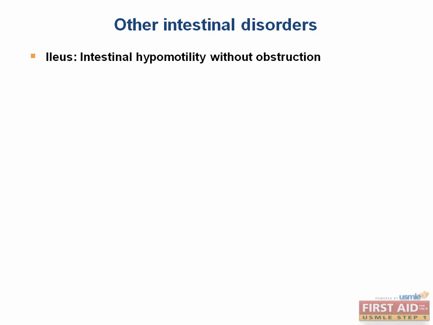Ileus is a disruption of the normal peristalsis ability of the GI tract, so there is intestinal hypomotility. It's important that this is defined as being intestinal hypomotility without obstruction.